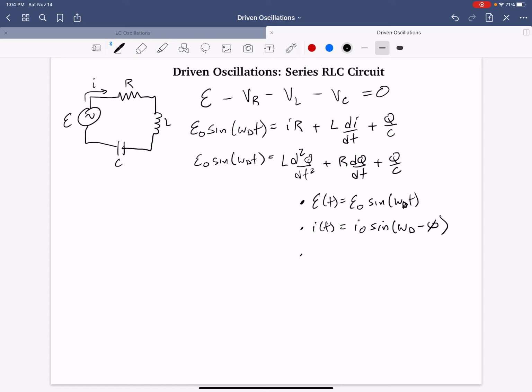Secondly, we need to remember how the current and voltages through each RLC element relate to one another. The current compared to the voltage for the resistor had an angle of 0. They were in phase. The current compared to the voltage for the capacitor, that phase was equal to negative pi over 2. And conversely, the current compared to the voltage across the inductor, that phi was positive pi over 2.